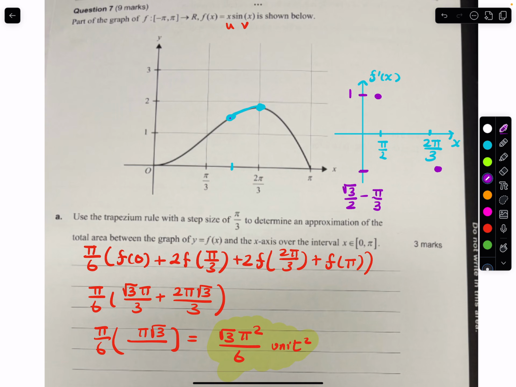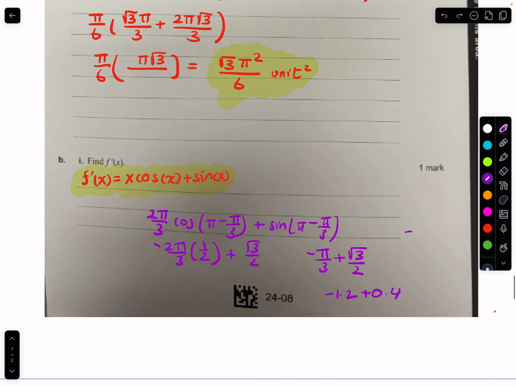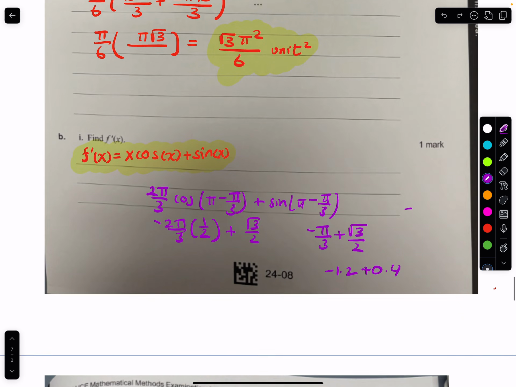You can see how the gradient here was actually steep, but when it reaches a turning point, it's becoming less steep because it's close to a turning point. So it's actually decreasing, like this. It'll look like this. And you can see the range is actually from root 3 on 2 minus pi on 3 to 1. Hope that makes sense.